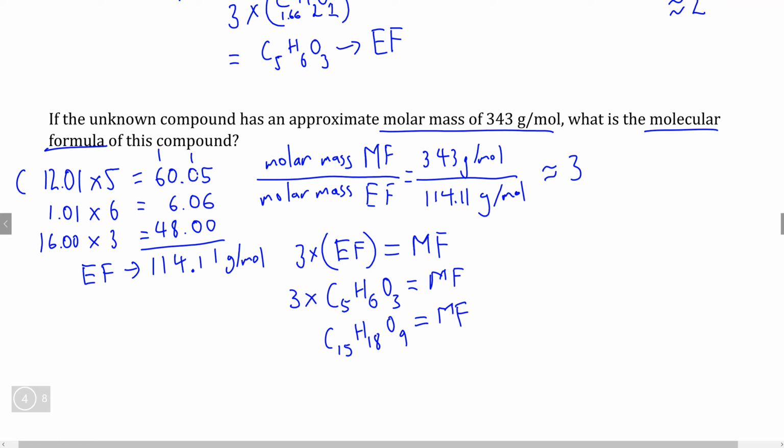So in summary, once again, once we have found our empirical formula, we compare the molar mass of our empirical formula to the molar mass of the molecular formula to find how much bigger our molecular formula is from the empirical formula. Once we find that out, simply take that factor and multiply it by the empirical formula in order to find what the molecular formula is.